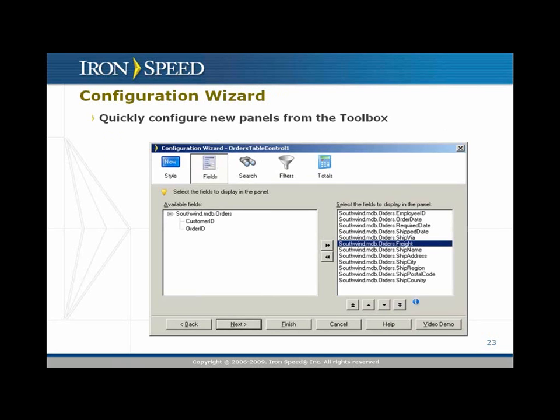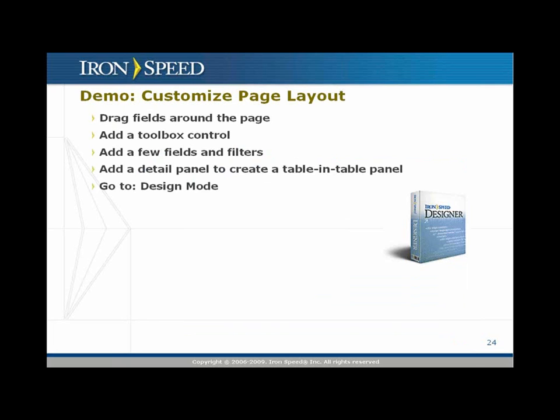Now, on some of the more complex control types, after you add those to your quick layout spreadsheet, you may see a configuration wizard appear. That'll allow you to more finely tune how you want that particular panel control or third-party control to operate. And those wizards will change based on the type of control. So let's jump back into IronSpeed Designer now and modify a page.